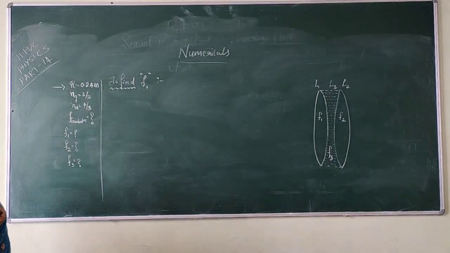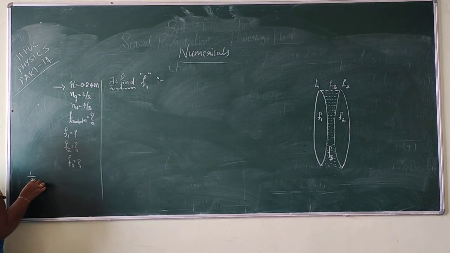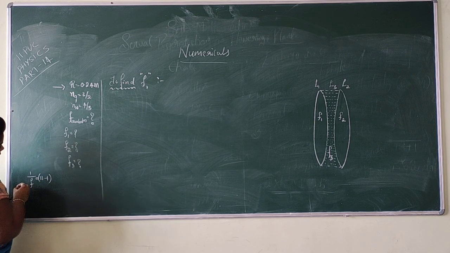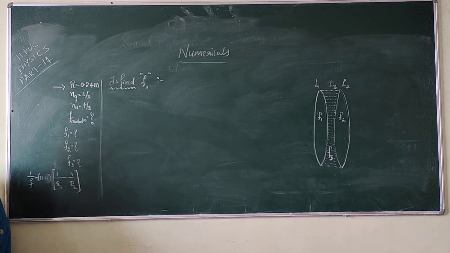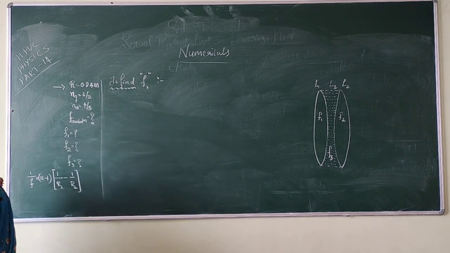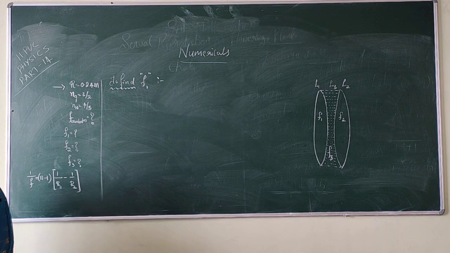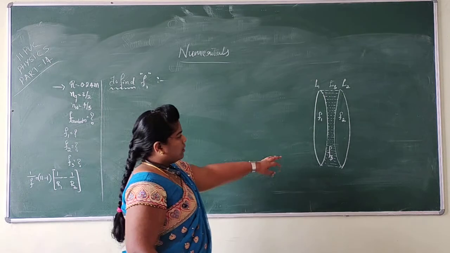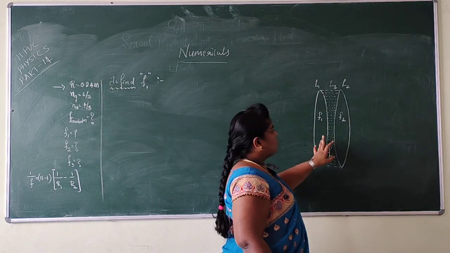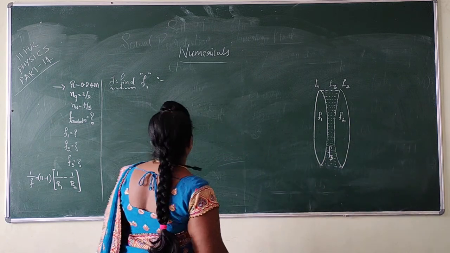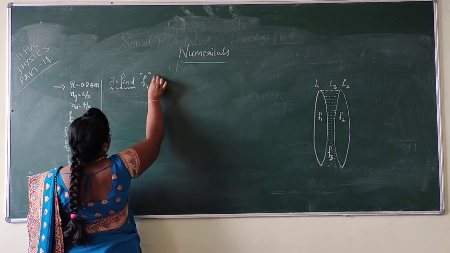You know that the formula for focal length, that is 1 by f is equal to n minus 1 into 1 by R1 minus 1 by R2. This is the formula. So I am using this formula for calculating the value of F1 and also F2 and even F3. Dear students, here L1 is also a convex lens, L2 is also a convex lens. Both are similar. So I am just calculating F1 and F2.